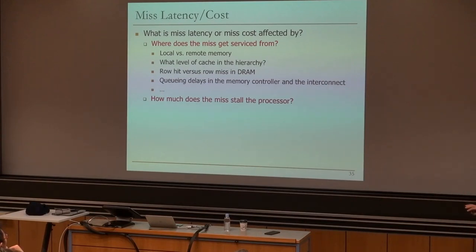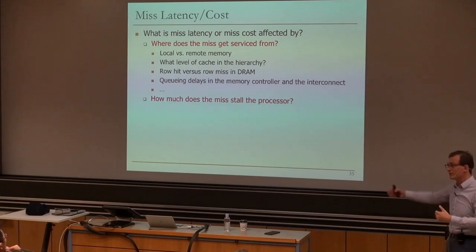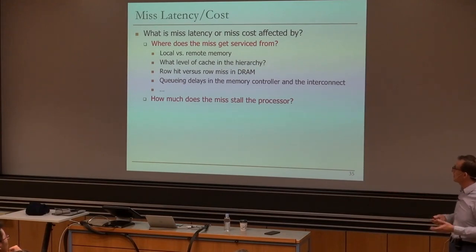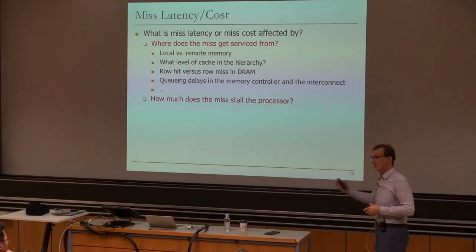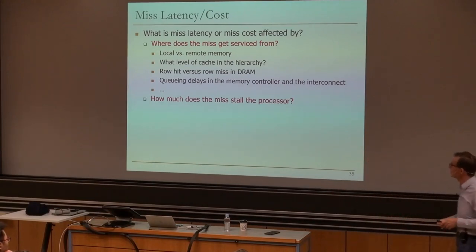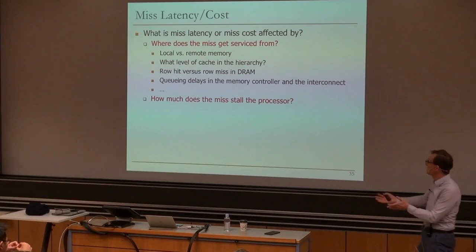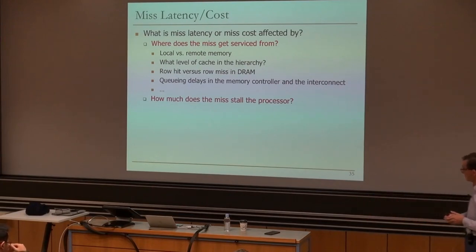If you're in a NUMA, non-uniform memory access system, you may have a local memory and a remote memory. Some part of memory could be far and some part of memory could be close, and that makes a big difference. What level of the cache hierarchy does the miss get serviced from? That makes a big difference. Row hit versus row miss in DRAM, we discussed that. That makes a big difference. Queuing delays in the memory controller and the interconnect. So the point in time you generate the miss actually can make a big difference. There are many other effects. Let's look at the second one.